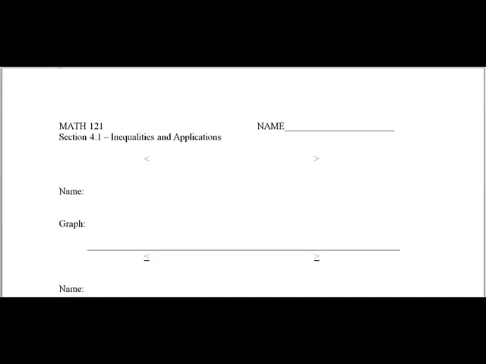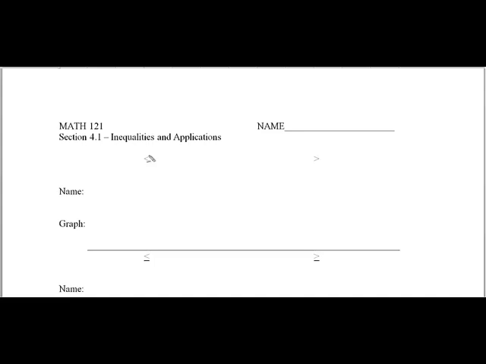This is Intermediate Algebra, Math 121, and this is the first section of Chapter 4, Inequalities and Applications. Today what we're going to do is take a look at some of the introduction to the inequality signs and how to use the interval notation. Now the first thing we're going to do is take a look at just some basic symbols.